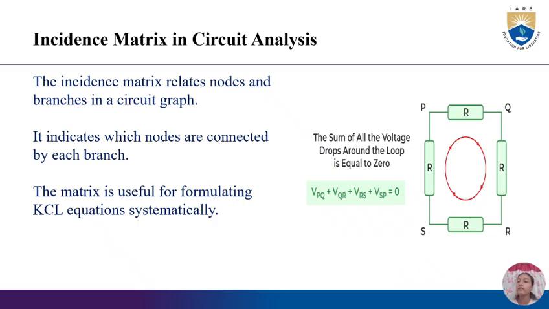So here we can see a good example for the KVL law. Here it is shown that the voltage VPQ plus the voltage around PQR plus the voltage around RS plus the voltage around SP equals 0.